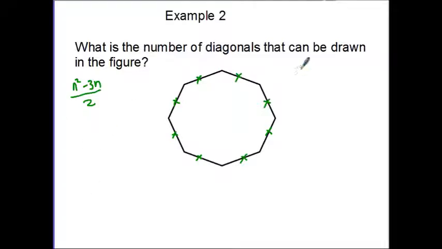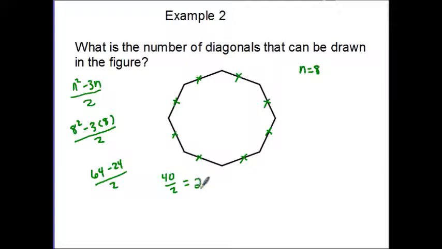So let's plug in the pieces. We know that the number of sides that we had here was 8 sides. 8 squared minus 3 times 8 all over 2 gives us 64 minus 24 over 2. 40 over 2 leaves us with 20 diagonals. So let's kind of see why. We're going to do these in different colors. So let's draw all of our diagonals.